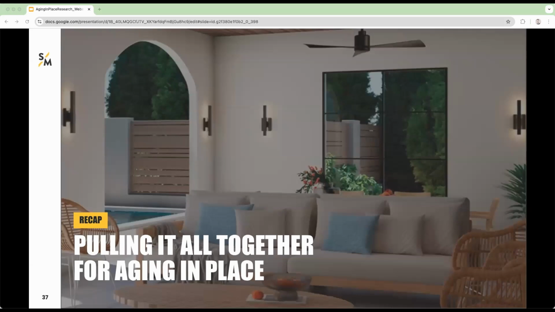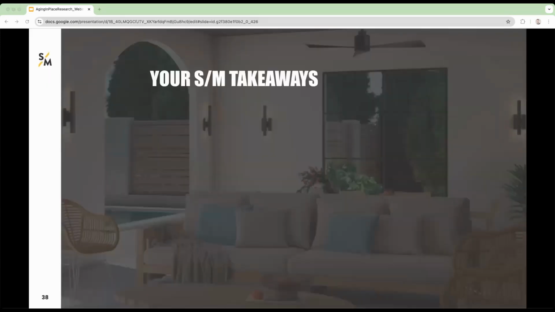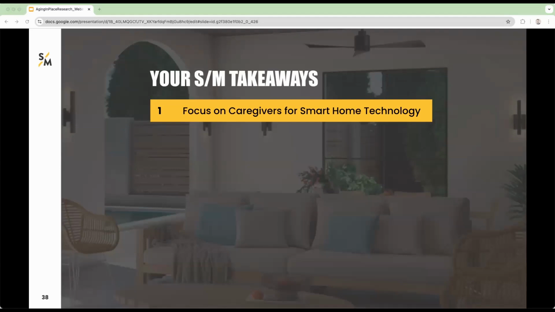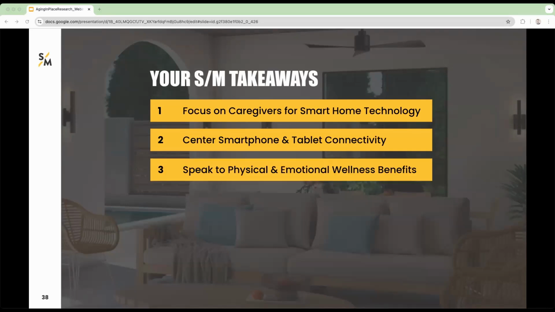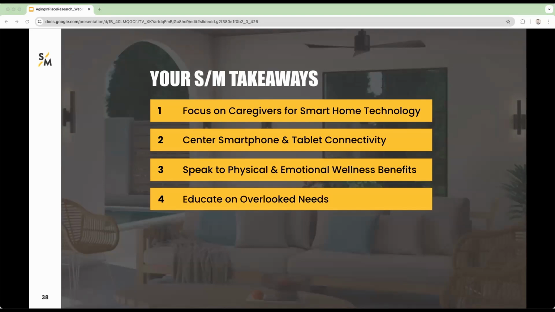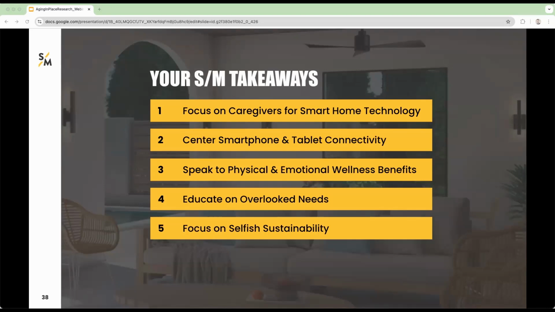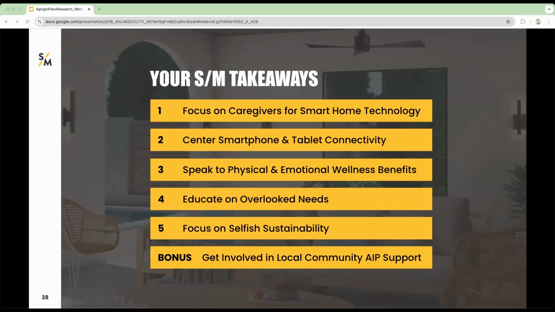Well, I don't know about you, but I think that takes us through those 5 and that one bonus, our little way forward for aging in place and home improvement market. I'm just going to throw this up on the screen here for you to see each of these takeaways. Our focus on caregivers for smart home tech, our ability to center smartphones and tablet connectivity, speaking to those physical and emotional wellness benefits, educating on overlooked needs in particular, making sure that our partners are also equipped to educate on those needs, focusing on selfish sustainability, making sure we know what's in it for the person, and that bonus one, getting involved in local community aging in place support.